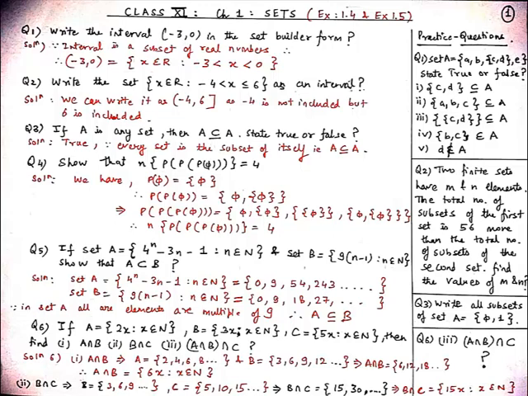So let's say at n = 1 we get 4^1 = 4. So 4 minus 3 is 1, so 1 minus 1 is 0. So our first element is 0. Then we will write n = 2. So 4^2 is 16 and 3 into 2 is 6. So 16 minus 6 is 10 and 10 minus 1 is 9. So this is our second element of set A.